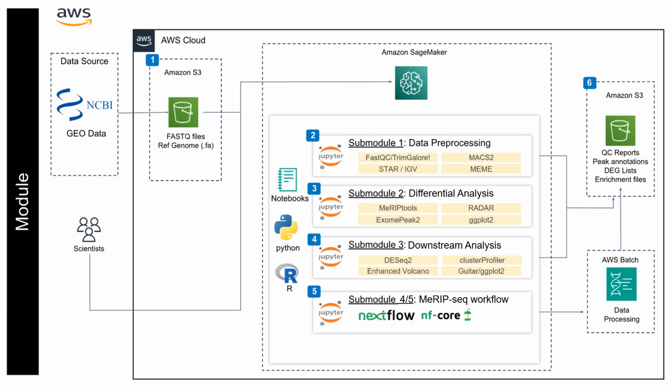Submodules 4 and 5 introduce workflow automation using Nextflow, built according to nf-core standards. These modules integrate the pre-processing and differential analysis steps from earlier submodules into a single, reproducible pipeline. Submodule 4 allows interactive execution, while Submodule 5 demonstrates how to deploy the pipeline using AWS Batch, which provides scalability and automation for larger datasets or recurring workflows.